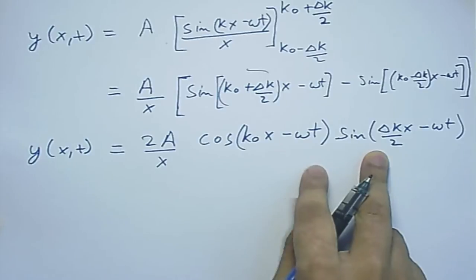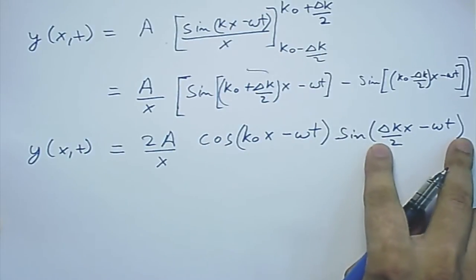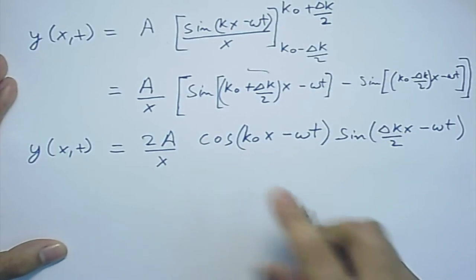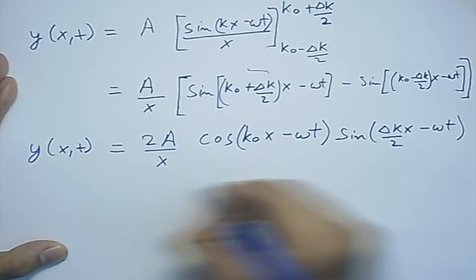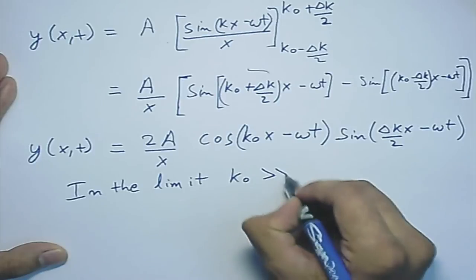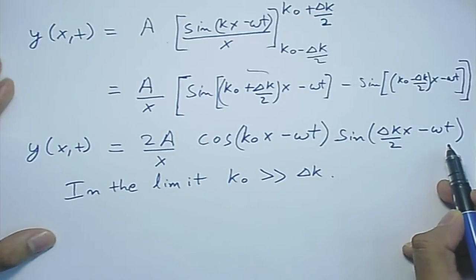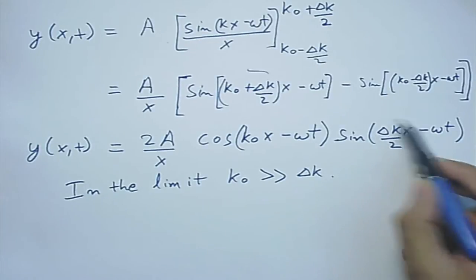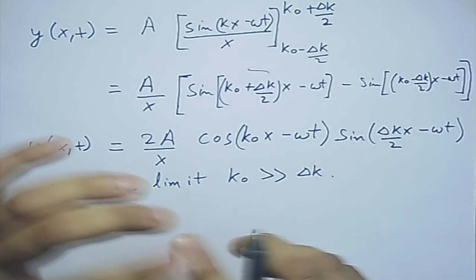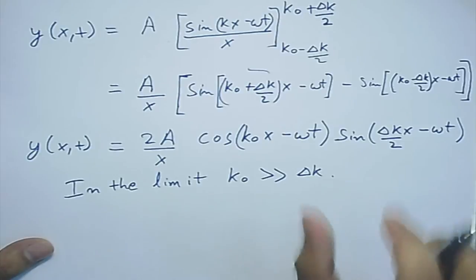Before that, we'll just notice that in the limit that k naught is much greater than delta k, this sine function would have a very slow oscillation, since delta k is a very small quantity compared to k naught. In this limit, the oscillations of the sine function would be much slower in the space coordinate. And like we saw in the earlier problem, this would correspond to the group frequency, whereas these would correspond to individual particles oscillating within each group.